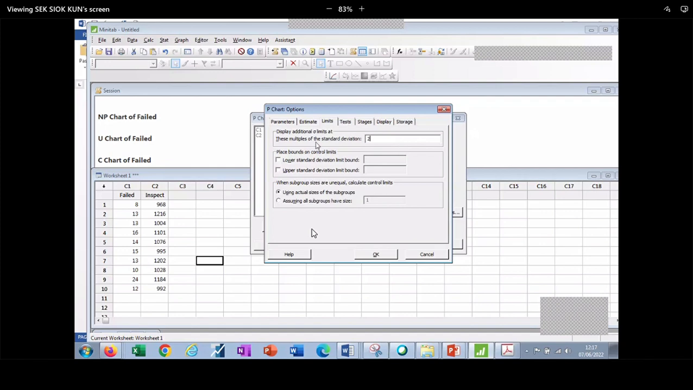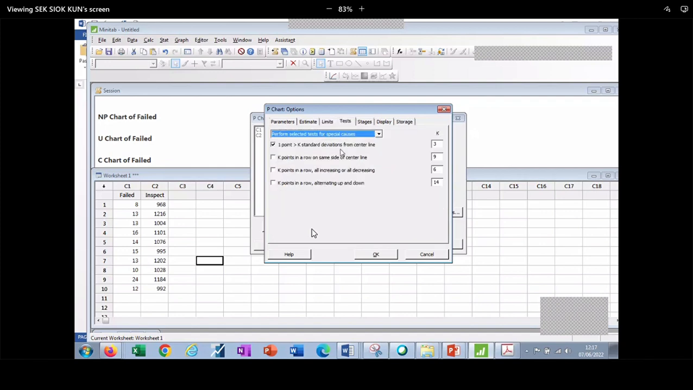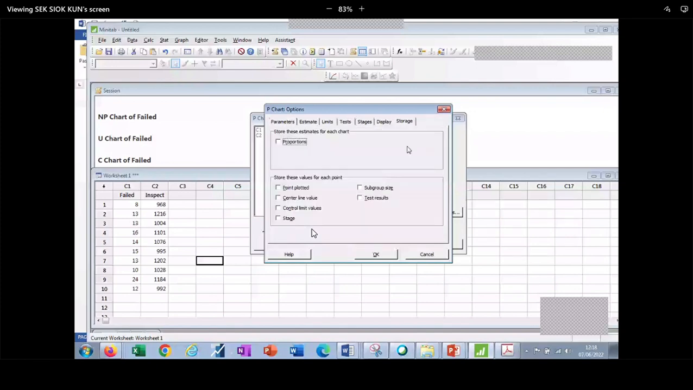Then the tests are the same; we only have the 3 sigma test. Then these are the other optional or extra tests to detect out of control. If you want, you can try them also. Then Display, that's all. Storage: if you want to show values in the sheet here, these are the values you want to know, then you just click there.